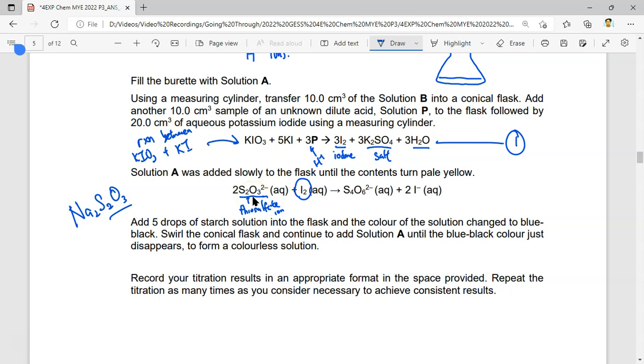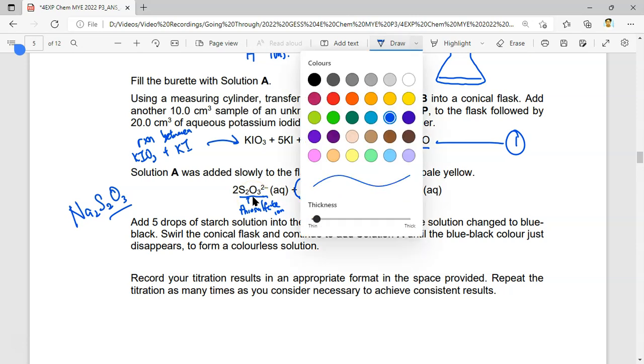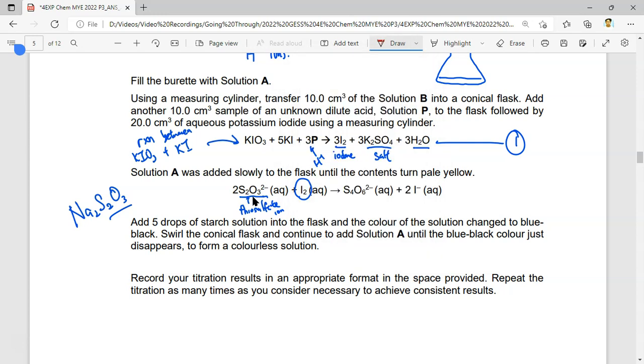Then the question is, I thought there was only iodide and iodate(V). So where exactly did the iodine come from? The iodine is actually from here. You see? The reaction of iodate and potassium iodide produces iodine, which is then fed into here to react with your thiosulfate.